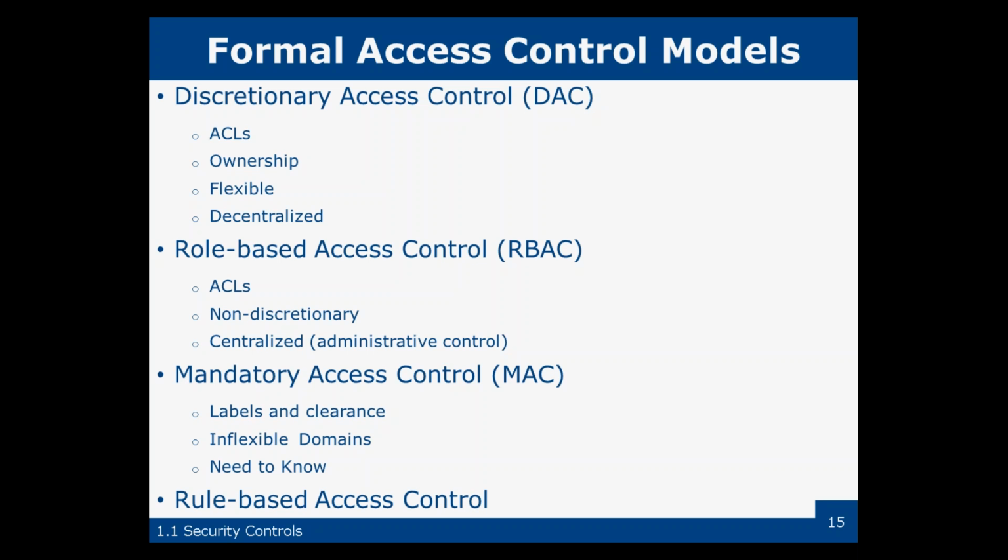Mandatory access controls talk about labels, clearances, inflexible domains, need to know. You military guys got this one. We're going to label it confidential or secret or top secret, and if you're top secret, we can usually see the confidential, but we're going to have need-to-know information on these things. And this usually implies that you have to be in a particular area in order to be able to get that information.